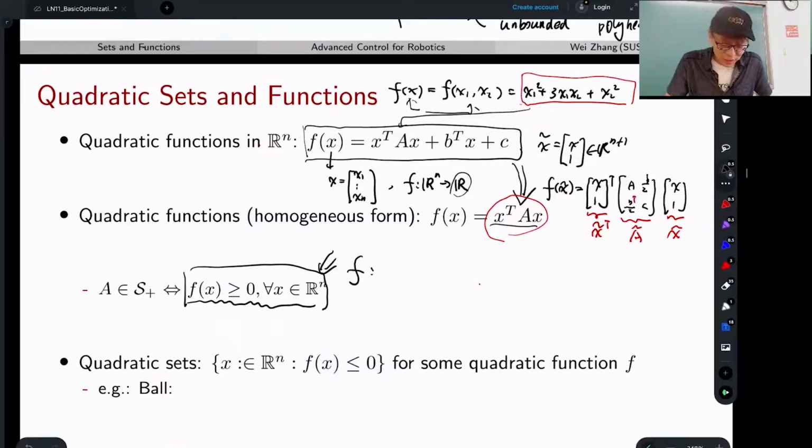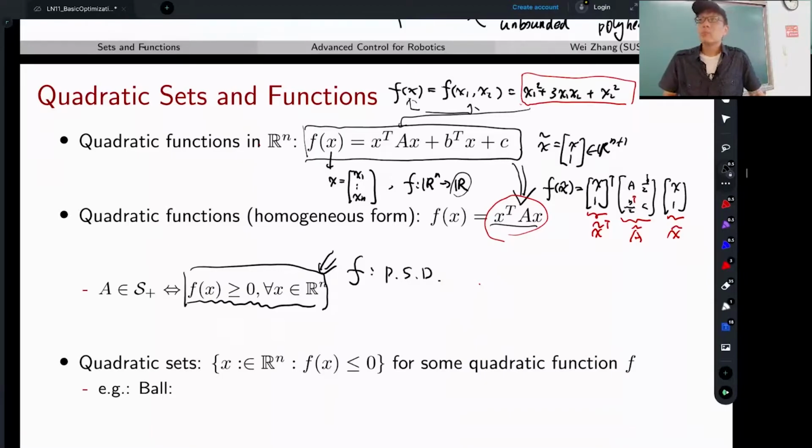What is this kind of function called? It's a special name for this kind of function. Positive semi-definite. Okay, we all learn positive definite or positive semi-definite from matrices, but more fundamentally, those are for functions. This is exactly the definition of positive semi-definiteness.